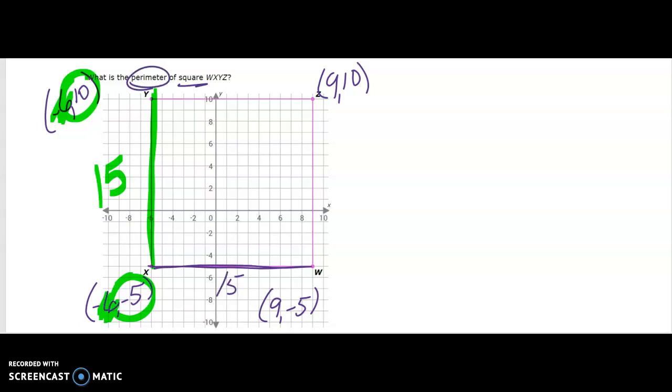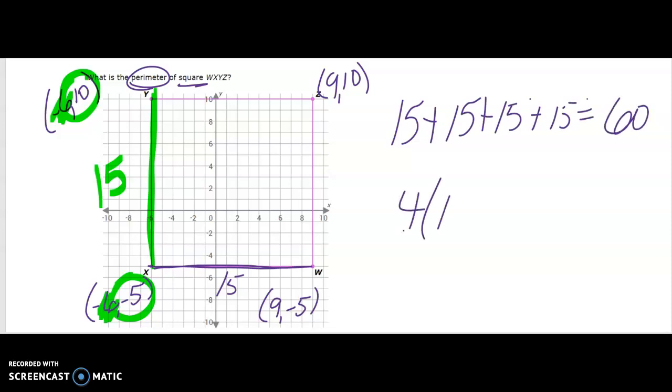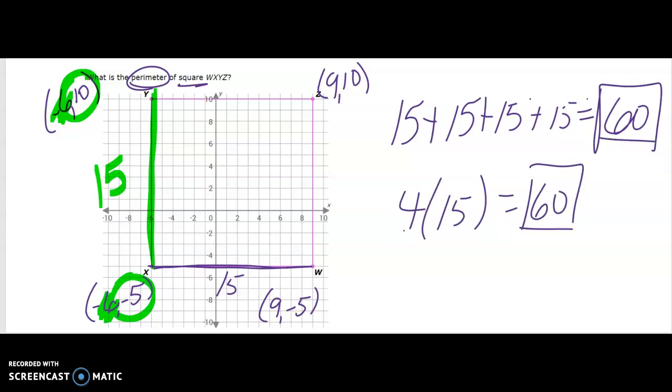And how do I find the perimeter? 15 plus 15 plus 15 plus 15, which would be 60. Or I have 4 15s, and we get 60. Either way, that's how you do the perimeter of a square.